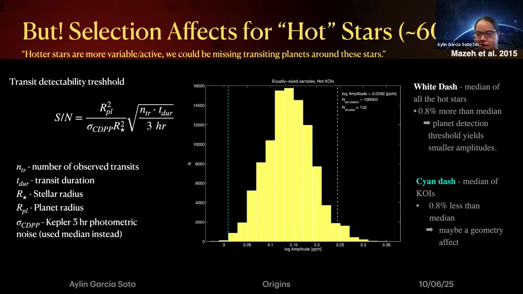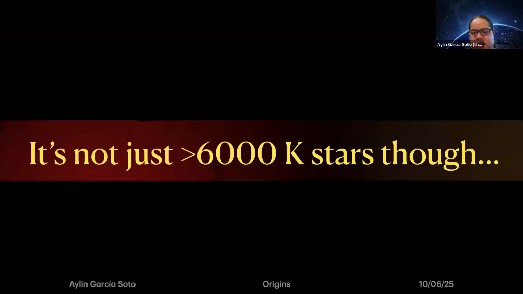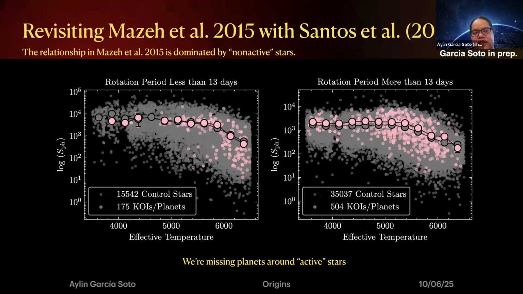However, the one thing about this paper is that it's not just 6,000 K stars that are really active. M dwarfs are very active. That paper didn't go as low as they could because Kepler didn't really look at M dwarfs. So Ben Rackham's idea was to redo this study, but for TESS, for the cooler end. Before we did that, though, we revisited Mazeh et al. 2015 with newer Kepler samples, and I split the two samples into things that rotate less than 13 days and things that rotate faster than 13 days.